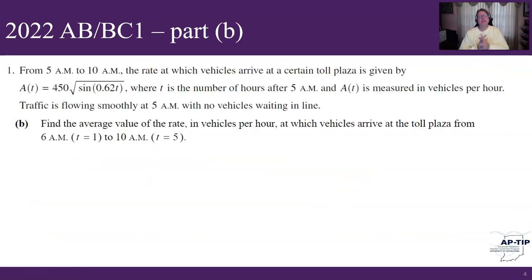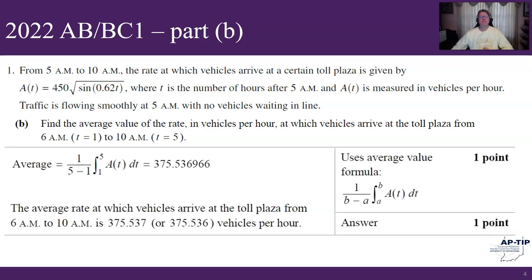Now, Part B, the question reads, find the average value of the rate in vehicles per hour at which vehicles arrive at the toll plaza along the same interval, essentially. And so in this particular instance, the skill that we're testing is the student's understanding of how to set up the average value of a function. And that function, of course, would be the rate function that's given. And so we just simply need to see the 1 over 5 minus 1 in front of that same definite integral that we just talked about.